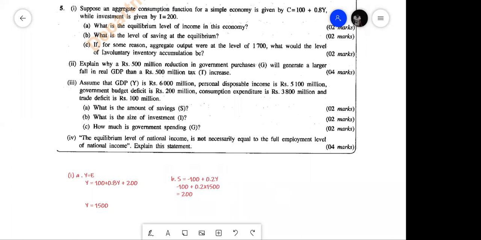Done. Then they're asking, if for some reason the aggregate output was at a level of 1700, what would be the inventory accumulation? Now this side is your expenditure. Can you see? This is your E. The E that we found is 1500. But the output, they are saying, is at 1700. So the economy is not at equilibrium, so there is a situation of inventory accumulation. How much inventory accumulation do we have?